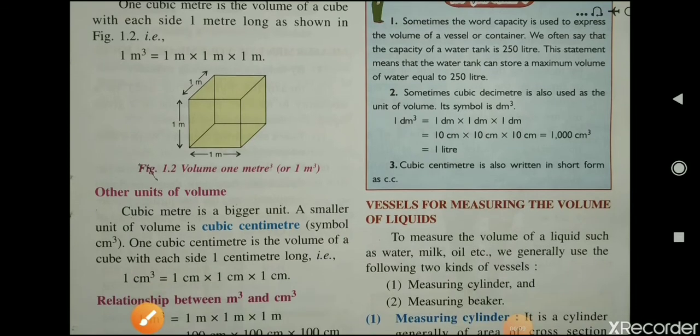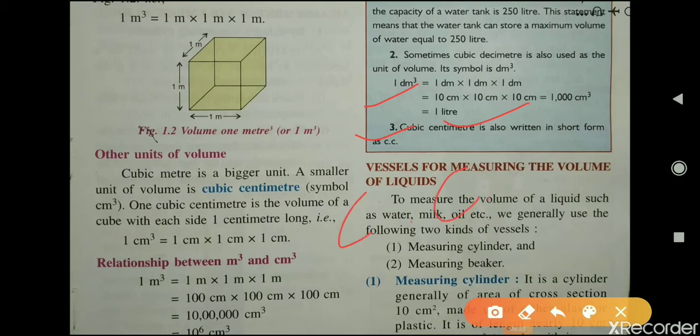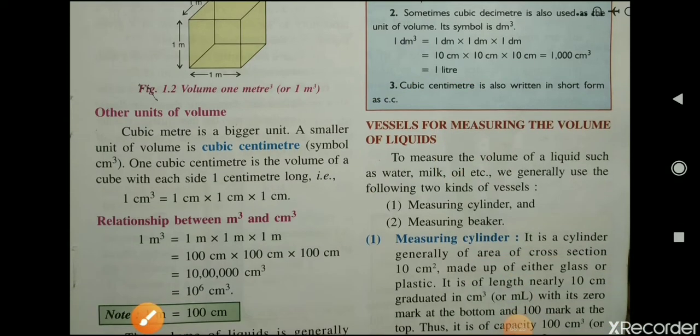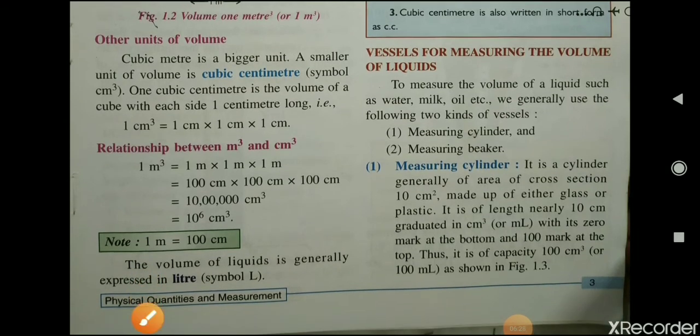Sometimes cubic decimeter is also used as a unit of volume, and 1 decimeter cube is equal to 1 liter. Third, cubic centimeter is also written as C.C. Okay. Now the vessels for measuring the volume of liquid. There are two vessels with the help of which we can measure the volume of a liquid. The first one is measuring cylinder and the other is measuring beaker.